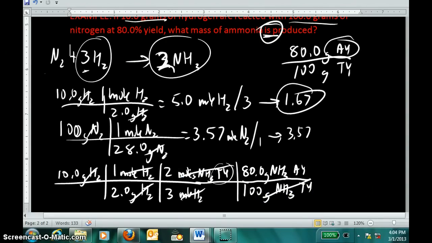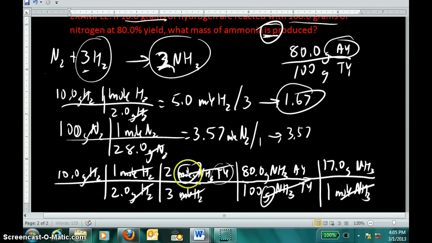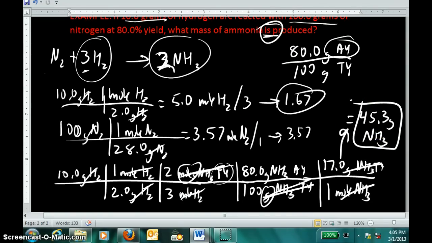I can't cancel a mass with moles, so I did have to make a molar mass conversion first, and for ammonia, 1 mole of ammonia is 17 grams of ammonia. Then the moles of ammonia would cancel moles of ammonia, and the grams theoretical yield would cancel the mass of theoretical yield. Upon calculating the final answer, we get 45.3 grams of ammonia as our actual yield. Had we not included this conversion from theoretical to actual, we would have had 20% more, because based on 10 grams of hydrogen, we should have been able to make slightly more ammonia. And that's how limiting reagent plays a role in chemistry.